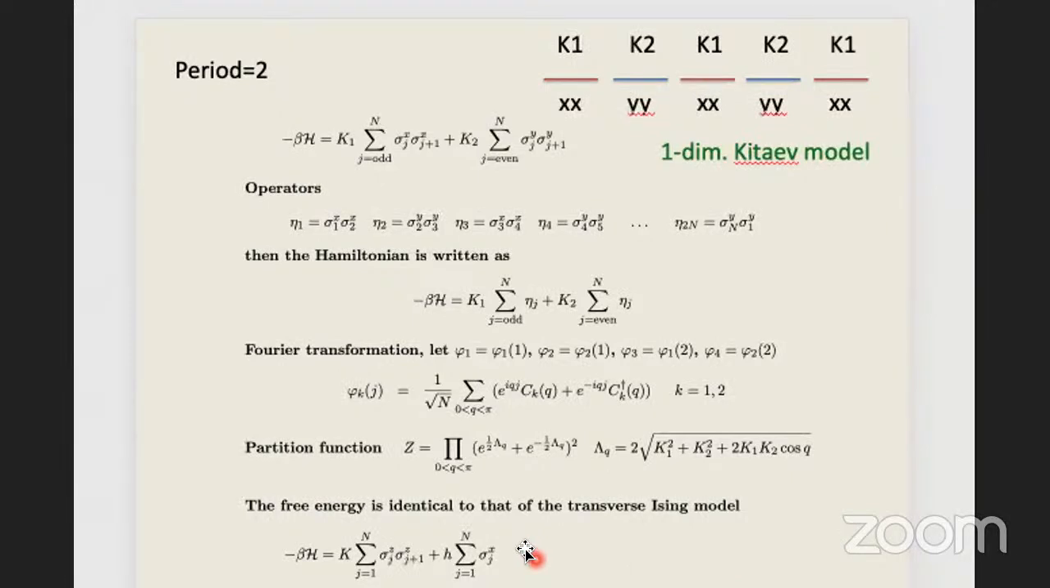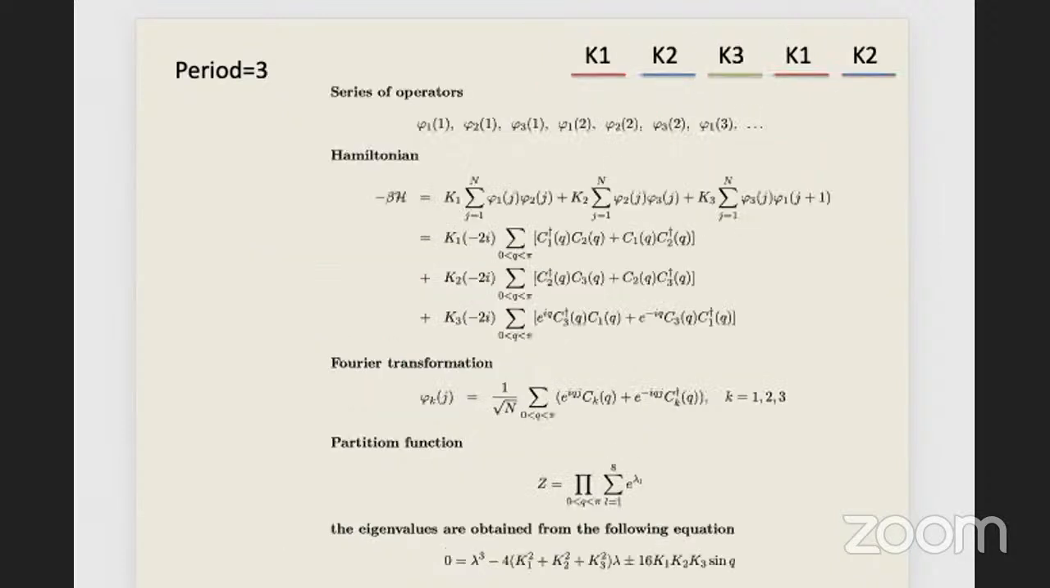The reason is now clear. Both the one-dimensional Kitaev model and the one-dimensional transverse Ising model have the coupling constants with the period 2, and there remains no difference when they are written by eta. Here, this is a Hamiltonian. Two Hamiltonians are identical when they are written by eta, and we need only the commutation relations to solve the models. And the period is 2, so their free energies are identical.